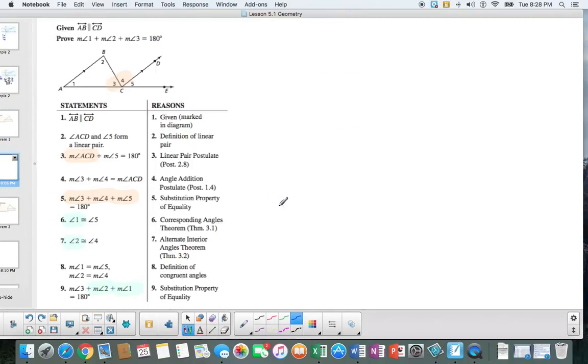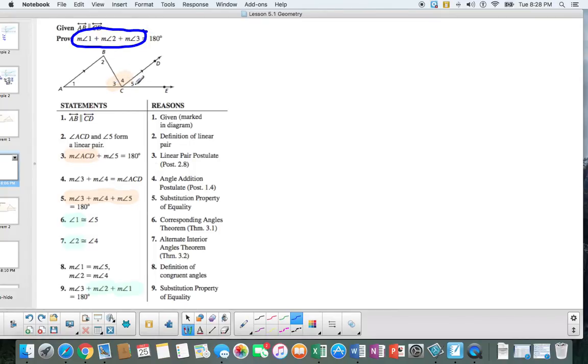All right, here is a triangle. We're trying to prove that this triangle with angles 1, 2, and 3, all three of these angles add up to 180. And this is how we're going to go about doing it.